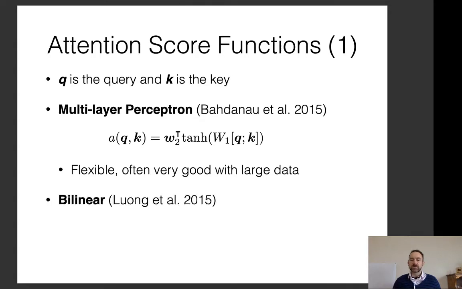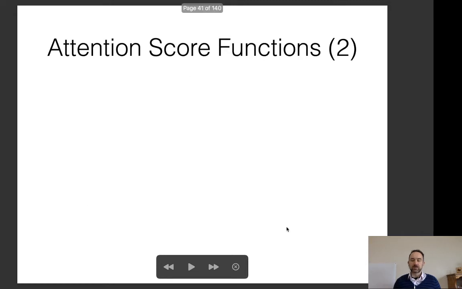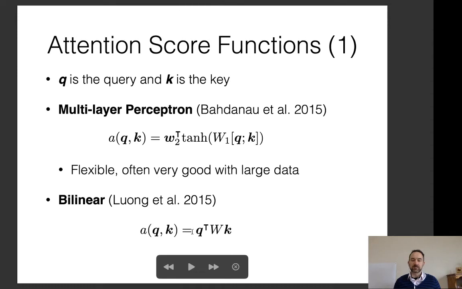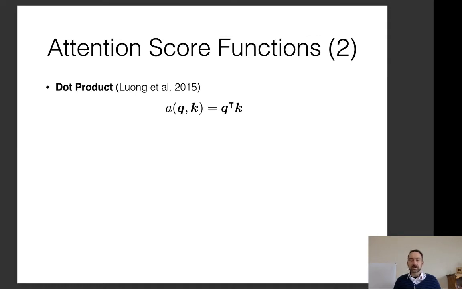There are also bilinear functions, which take K and Q and multiply them by W in between, so that we do a linear transform over the key vector before taking its dot product with the Q vector. Another option is dot product attention. What dot product attention does is just take the dot product between the query and the key vector. This is simple and has no parameters, which is a good thing, but it also requires the sizes of the query and the key vector to be the same. So that's something to be aware of.